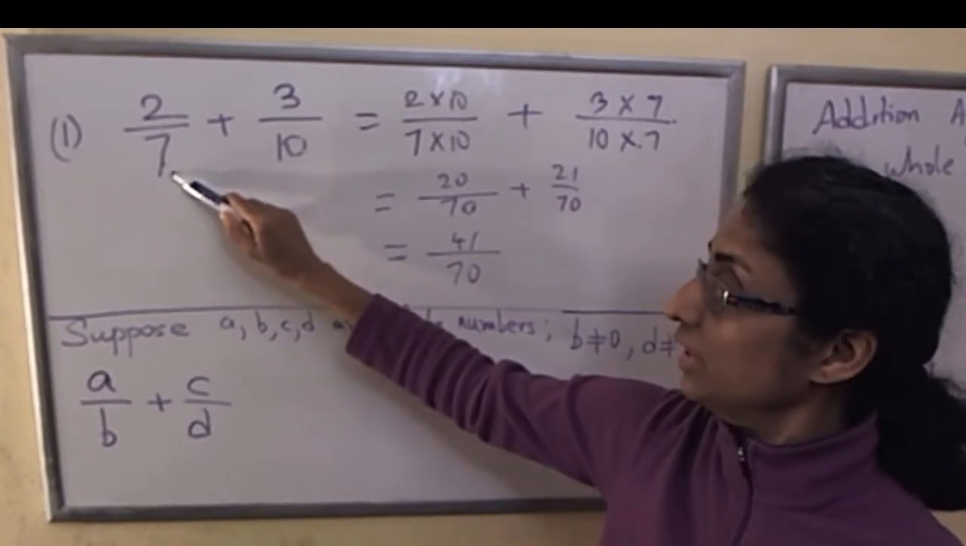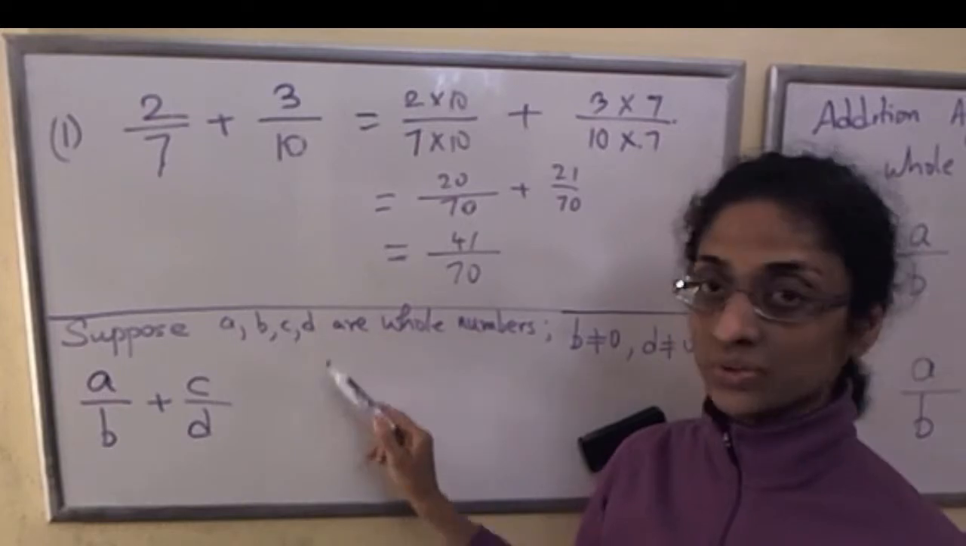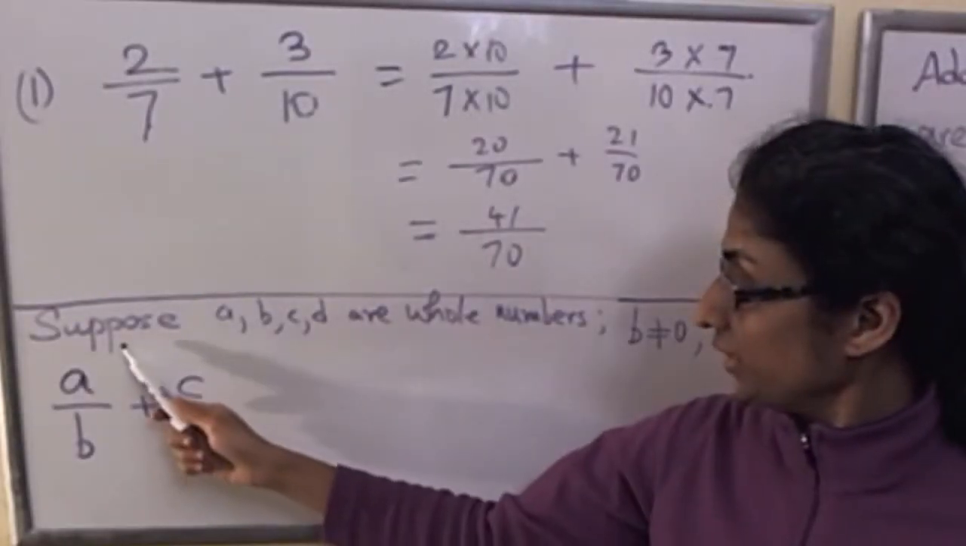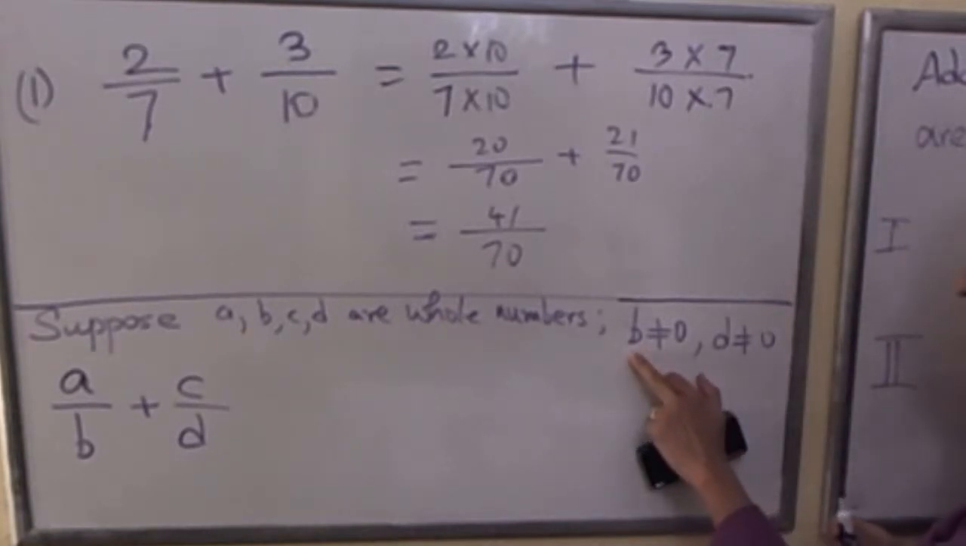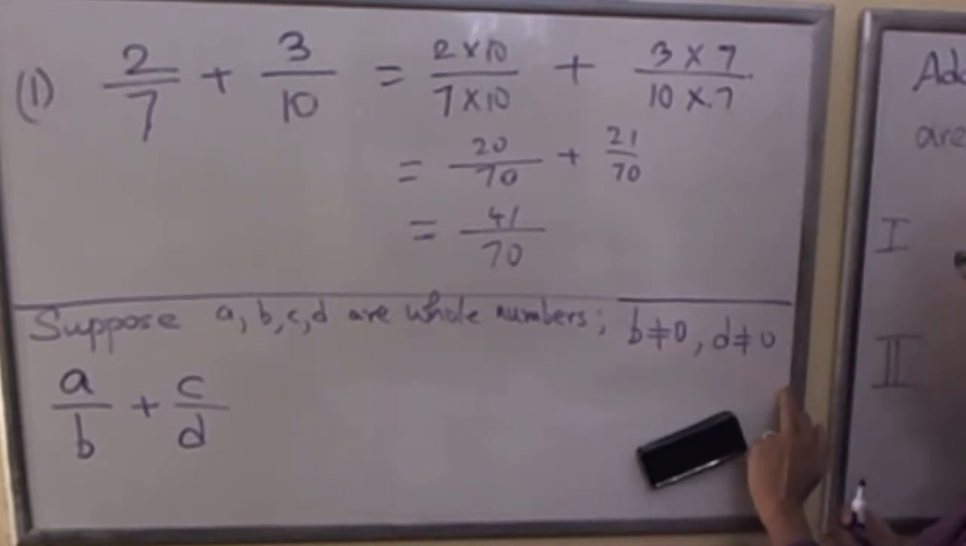So we can summarize that using letters. So let's discuss this. So here I have, suppose A, B, C, D are whole numbers, and B is not equal to 0, D is not equal to 0.